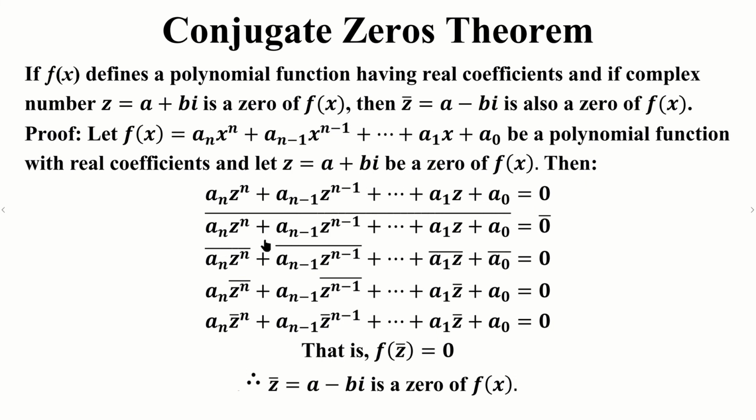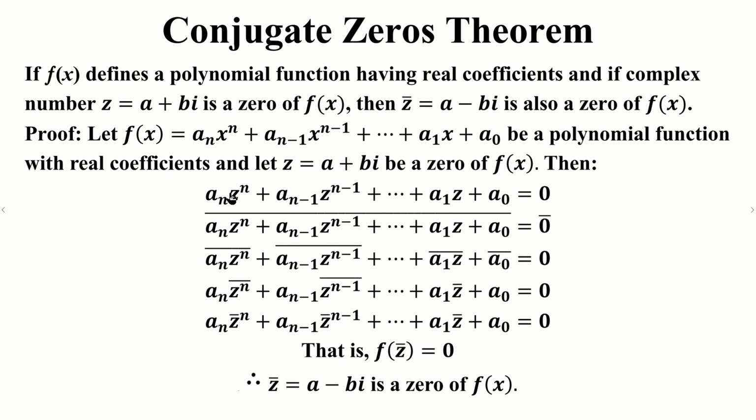Here's the proof, which is going to require the properties we learned in the previous screen. Okay, let f of x equal a_n x to the n plus a_(n-1) x to the n minus 1, etc., all the way to a_0, be a polynomial function with real coefficients. Now let z equal a plus bi be a zero of f of x.